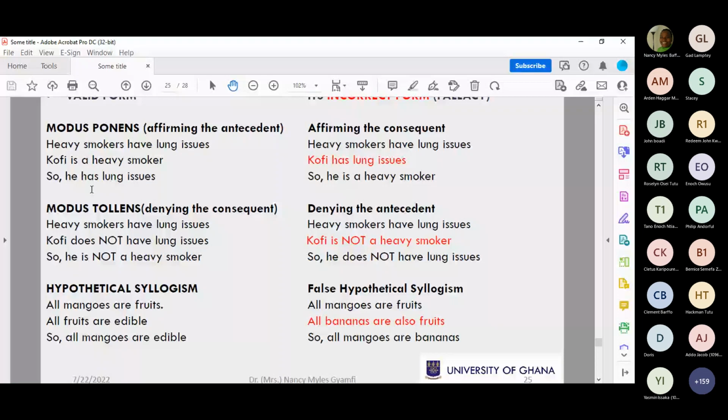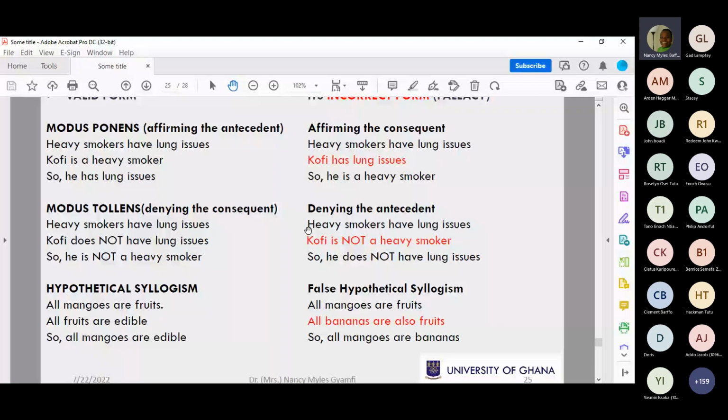Very good. Tollens, after your universal, what should you do? Bring the consequent next, conclude with the antecedent. We will not begrudge you. However, because you want to bring the consequent first, negate it. Then bring the antecedent last, negate it. It will also be valid, but it will not be called affirming the antecedent or modus ponens. It will be called modus tollens.